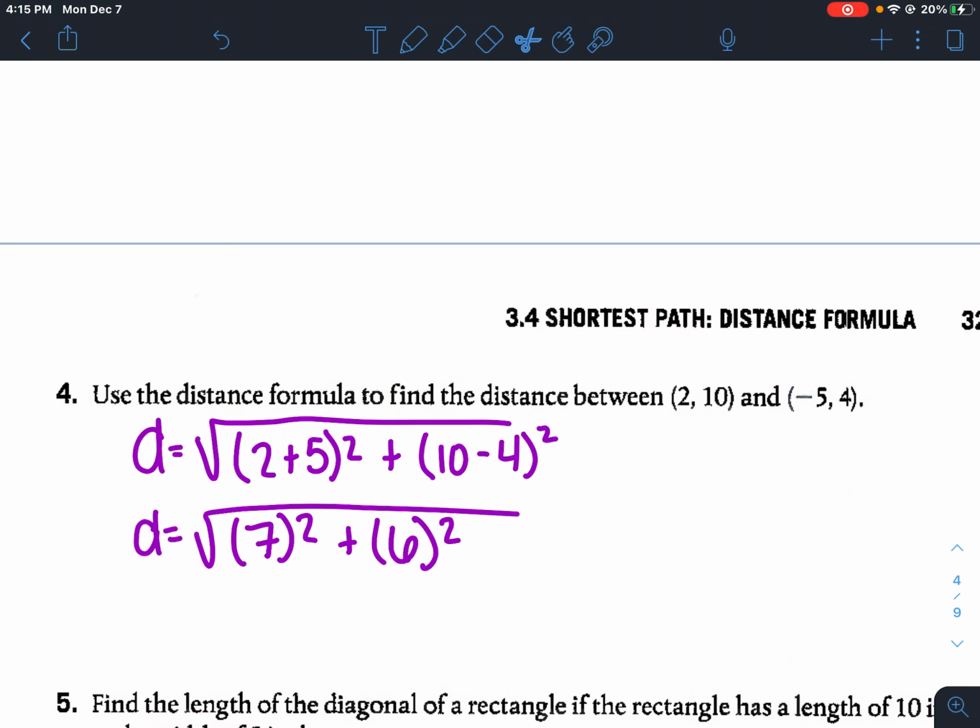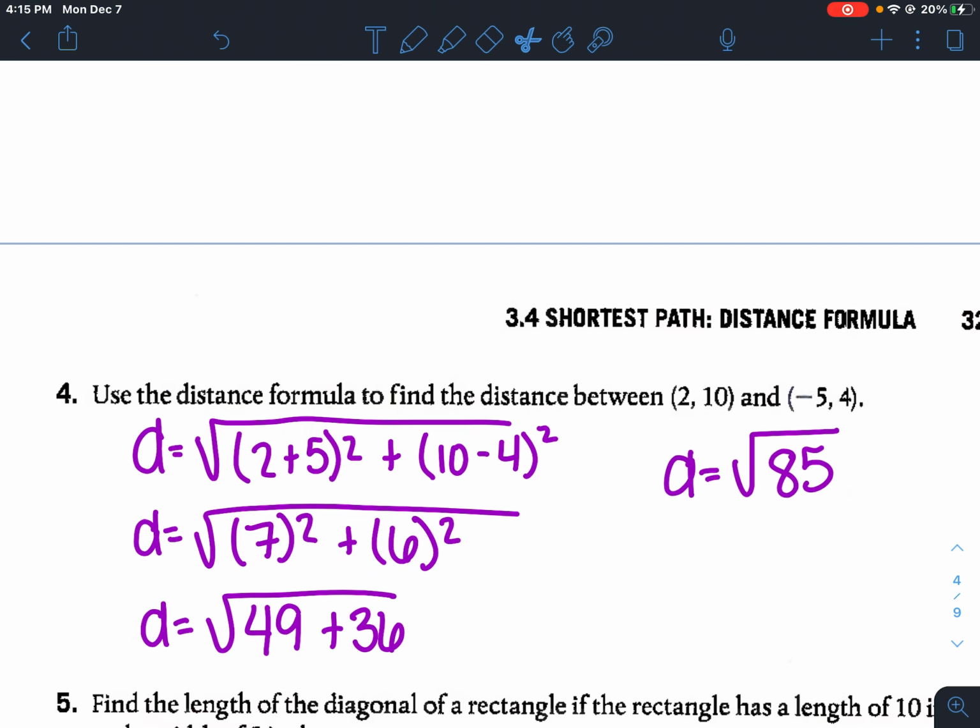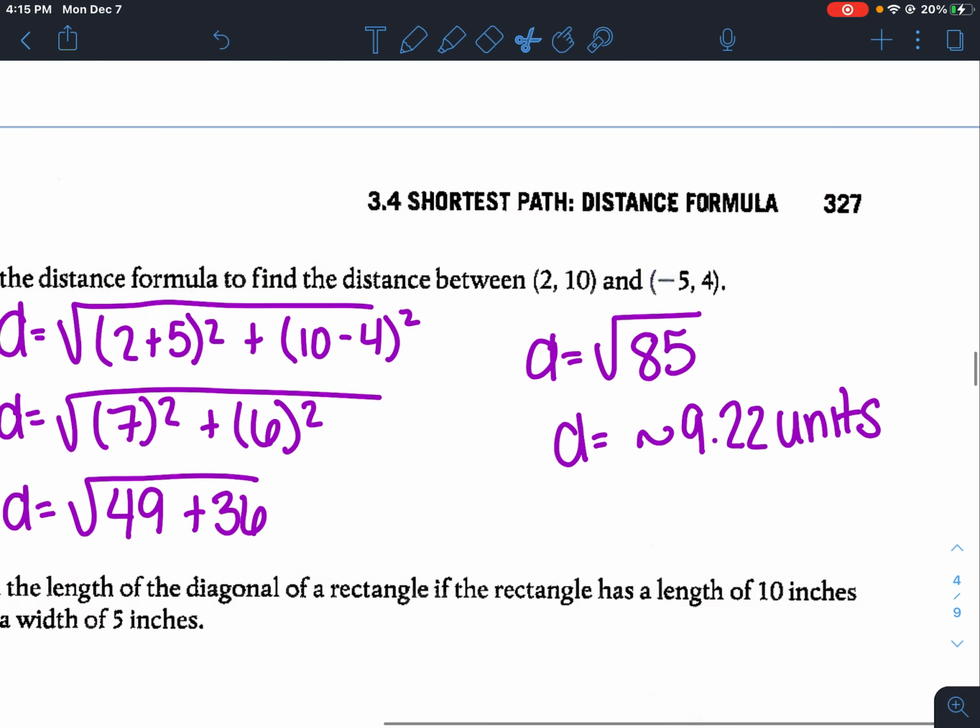And then I will square those, and then I'll add them together, and then I'll just plug into Desmos the square root of 85, and I get approximately 9.22 units apart.